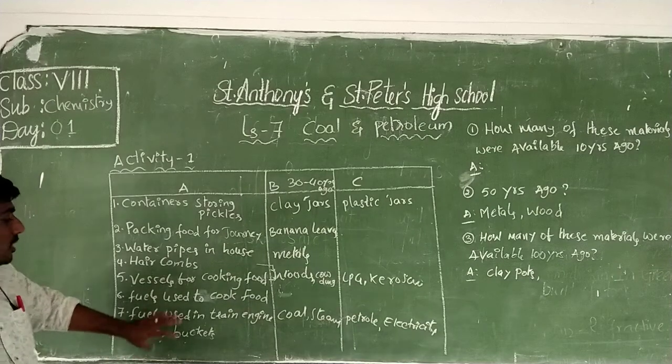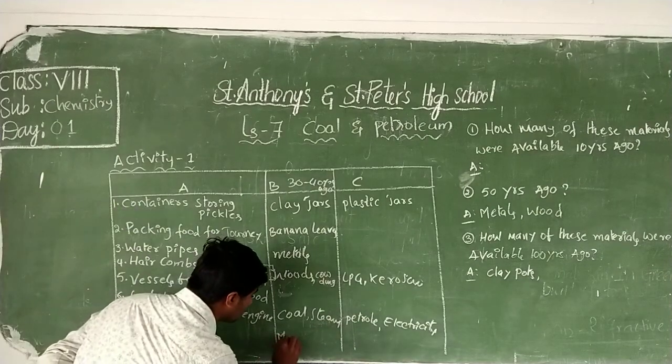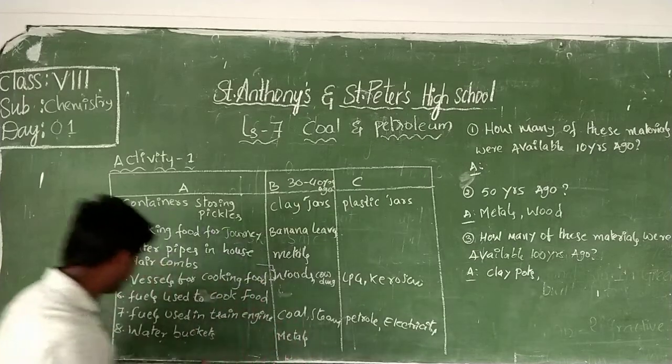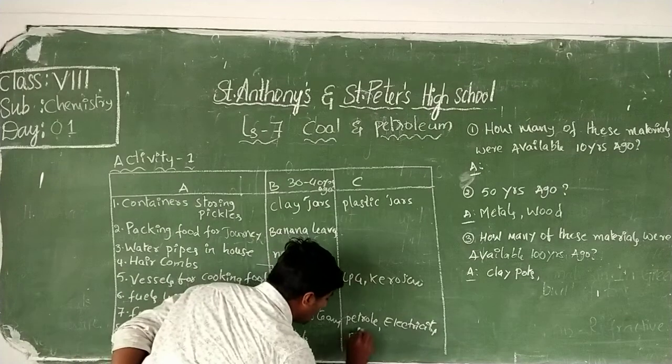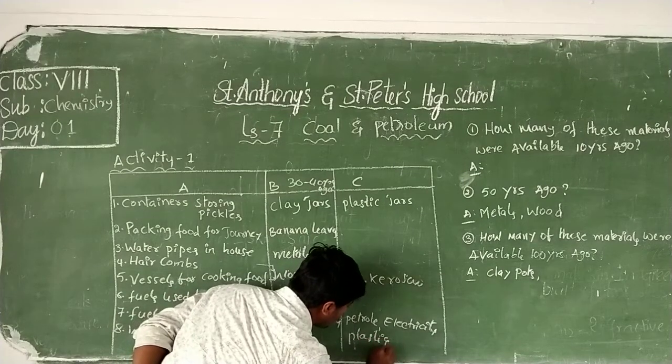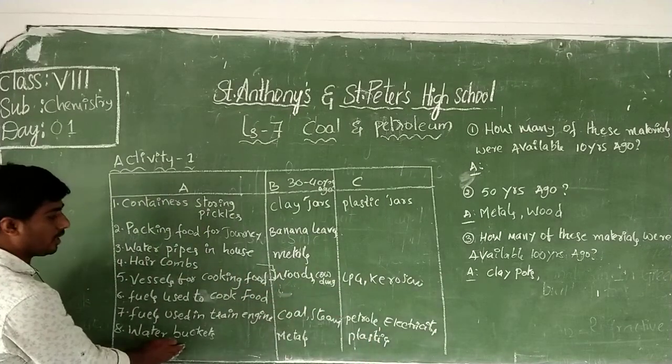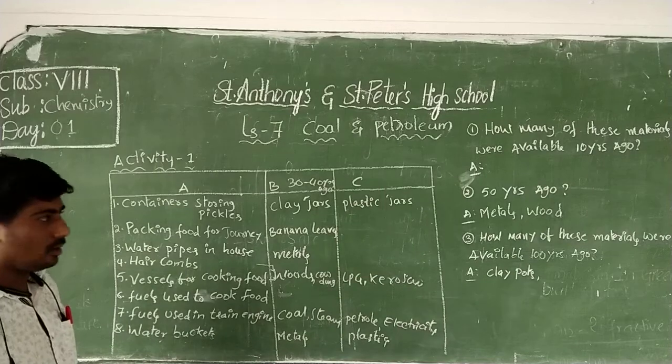Next one, water buckets. In the olden days they used metals. Metals were used as water buckets. Nowadays we are using plastics. We are using plastics as a water bucket to store the water.